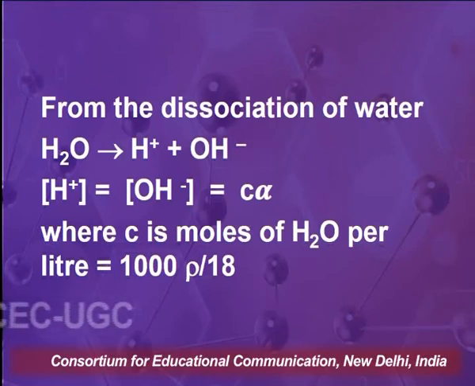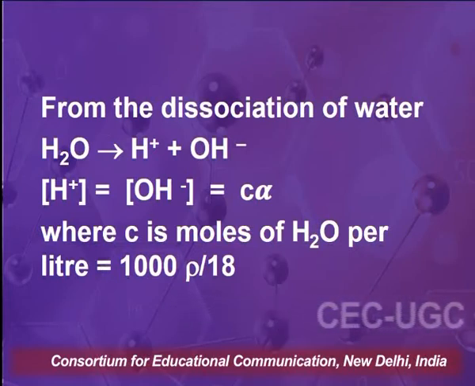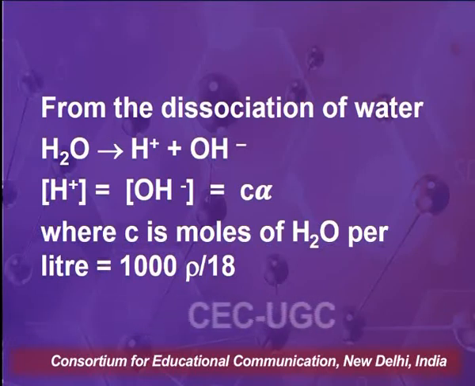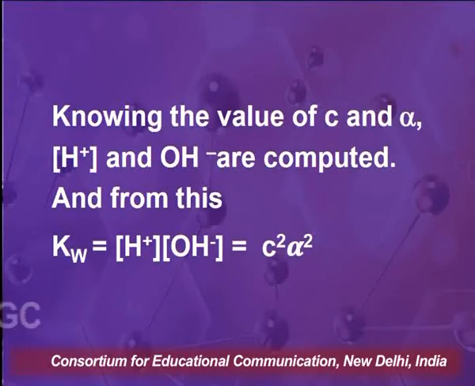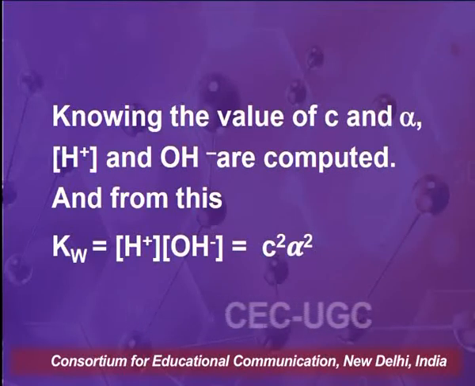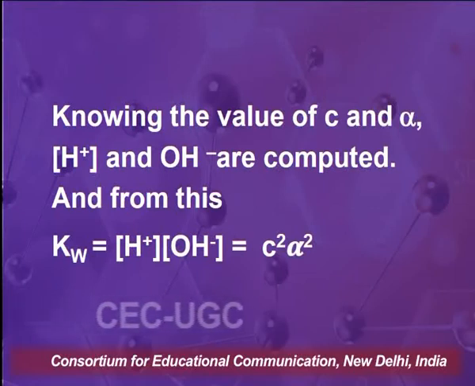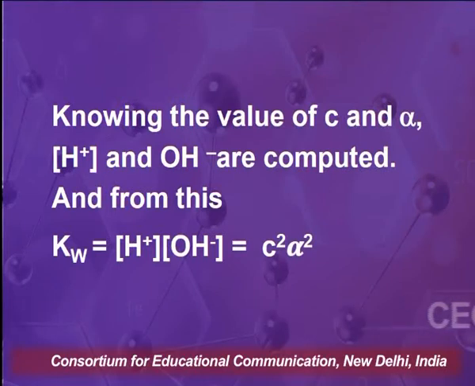The concentration of H plus is equal to the concentration of OH minus, which is equal to C alpha, where C is the moles of water per liter, which is equal to 1000 into density of water divided by 18. Knowing the value of C and alpha, H plus concentration and OH minus concentration are computed, and then Kw, which is equal to H plus into OH minus, is equal to C square alpha square can be determined.